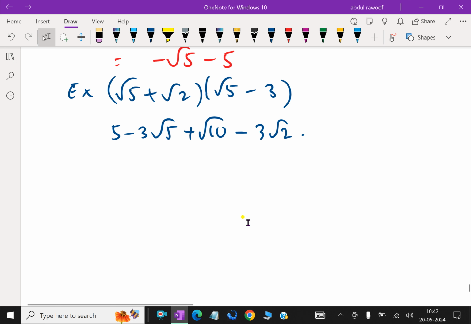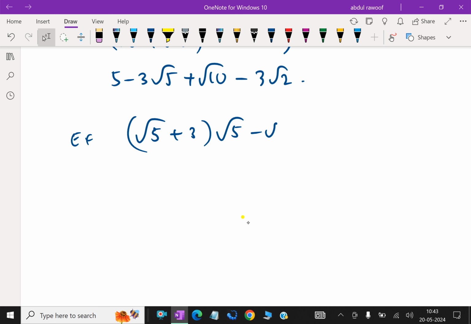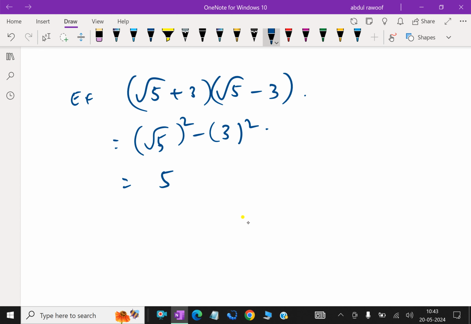Next example, root 5 plus 3, root 5 minus 3. Here, which is equal to the difference of squares, root 5 square minus 3 square, which is equal to 5 minus 9, which is equal to minus 4.